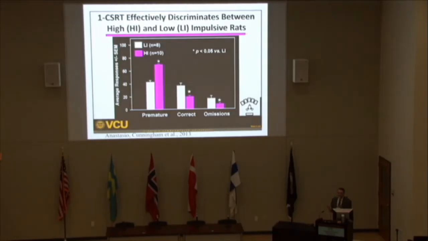And if you use this task in rodents, you can separate out rodents with high impulsivity and low impulsivity. This is fairly stable over time. So you can see that it separates rodents into higher versus lower premature responding. We do this over time, and this is just with standard Sprague Dawley rats. You can generate a group that are high impulsivity versus low impulsivity.